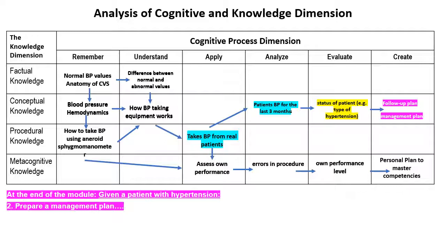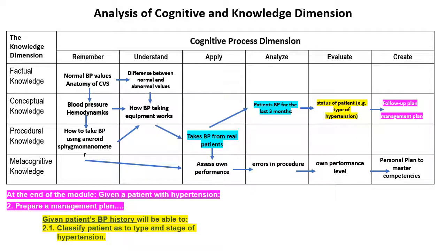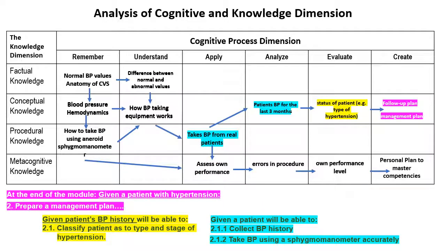Let's break it down further. Let's focus at this point on preparing a management plan. And to be able to prepare a management plan, you need to evaluate the patient, right? So you bring that evaluate there, and let's formulate a new ILO. So given patient's BP history, students will be able to classify patient as to type and stage of hypertension. We bring down the analyze. So given a patient, students will be able to collect BP history. And of course, take a BP using sphygmomanometer accurately.